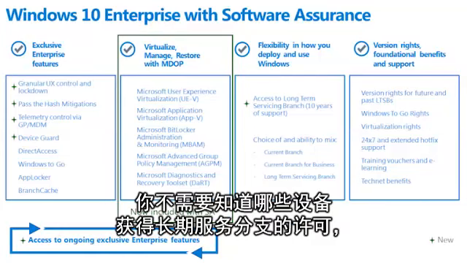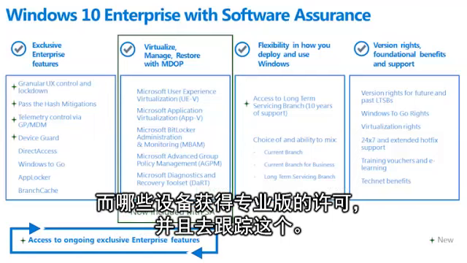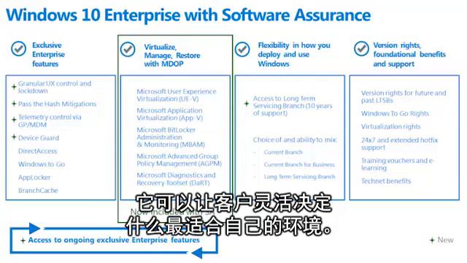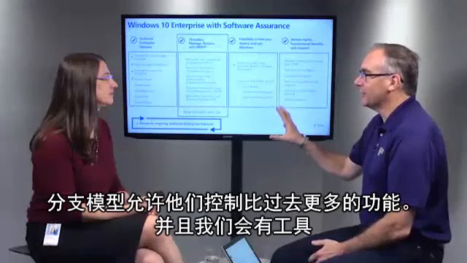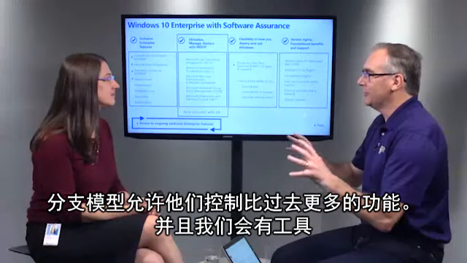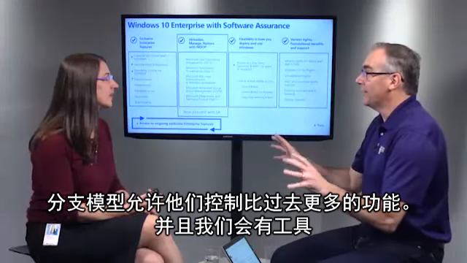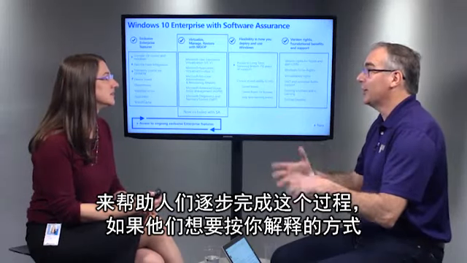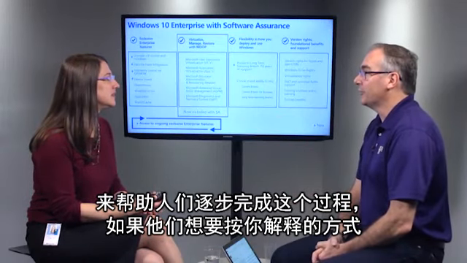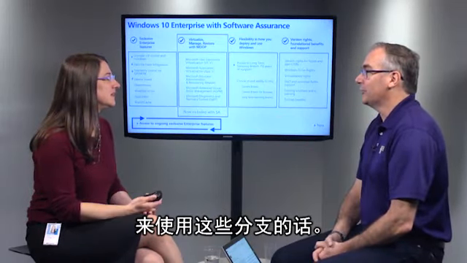You don't have to know which devices are licensed for long-term servicing branch versus which are licensed for Pro and be tracking that. And so it provides the flexibility for customers to decide what's going to work best for their environment. So Tracy, this gives an IT manager the flexibility, like you said earlier, with that branching model to control a lot more than they have in the past, and we'll have tools to help walk people through this if they want to set up these branches the way you're explaining. Yeah, exactly. We're going to get you guys all the resources that you need for that.